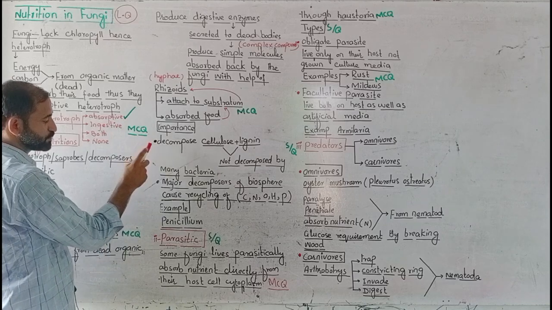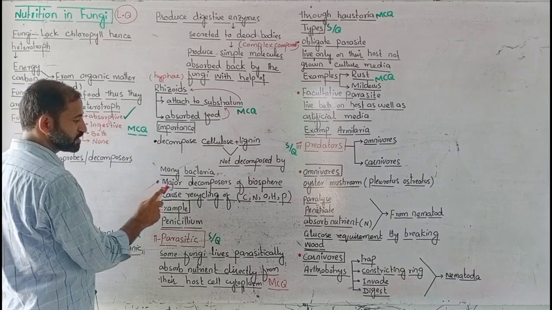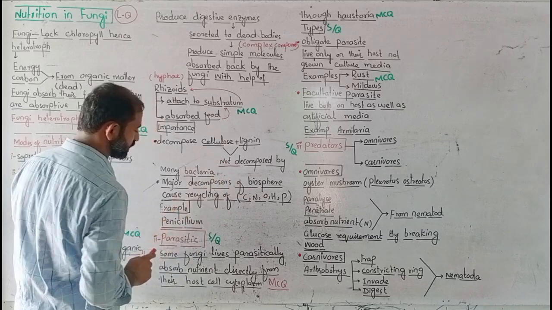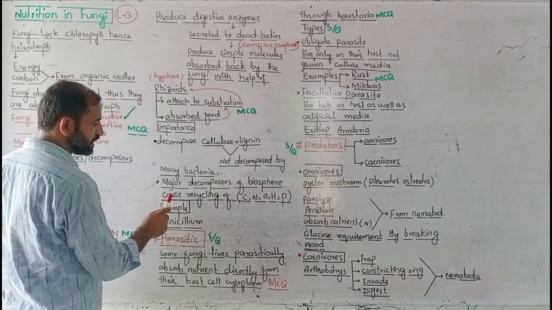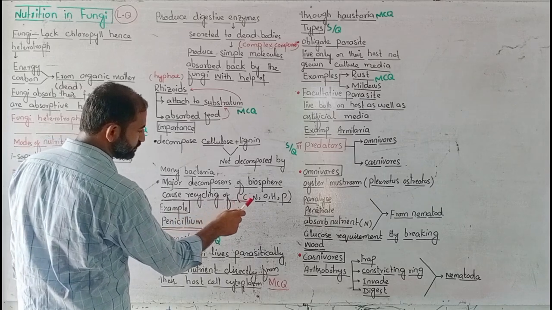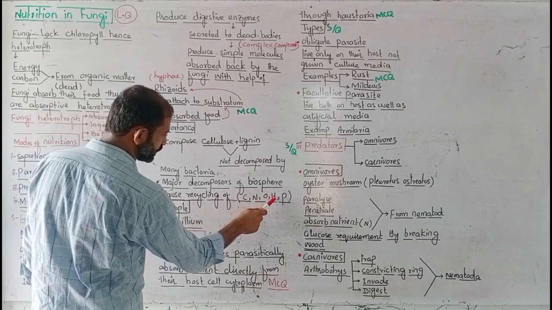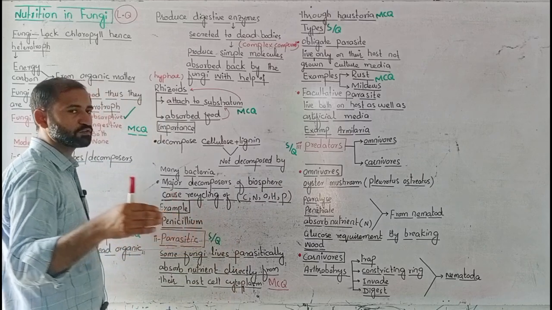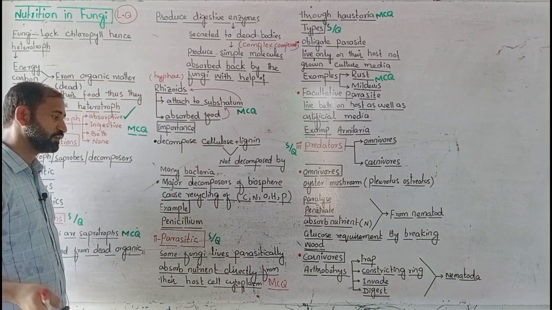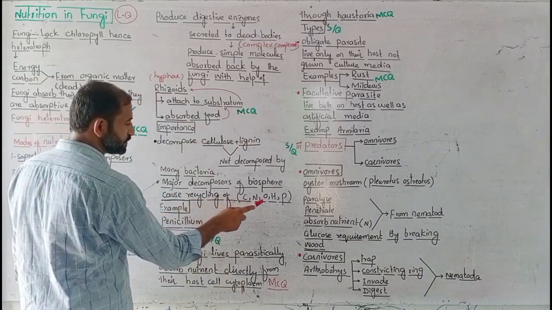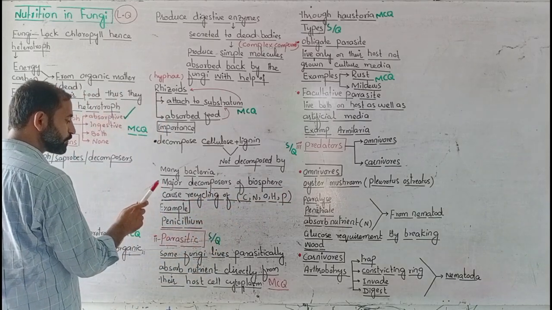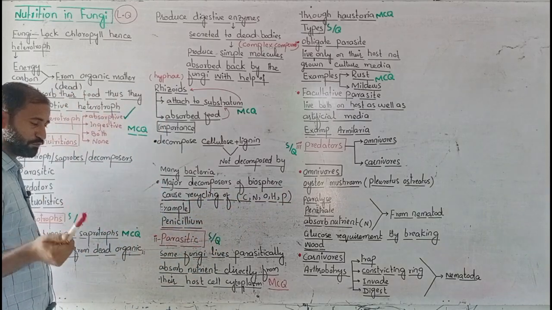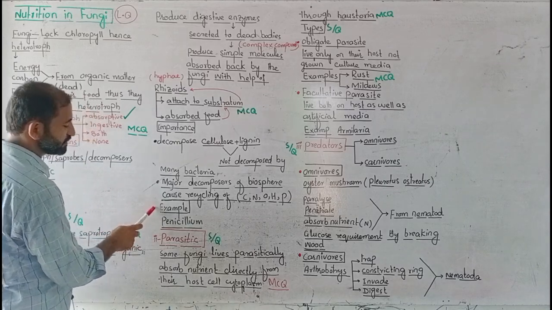That was the first point. Next is the second point: major decomposers of the biosphere. Fungi are major decomposers of the biosphere. They cause recycling of carbon, nitrogen, oxygen, hydrogen and phosphorus. They can also be used in the recycling of sulfur. So carbon, nitrogen, oxygen, hydrogen and phosphorus are recycled by bacteria and fungi.